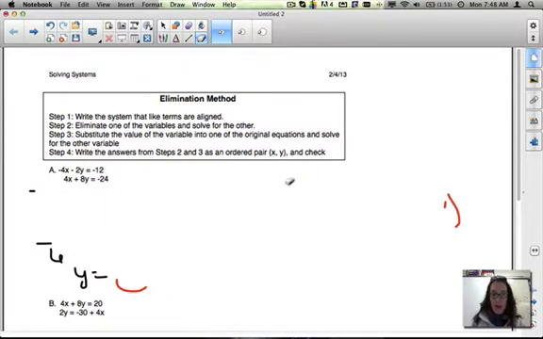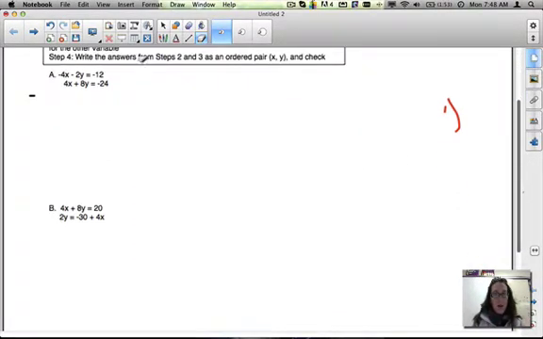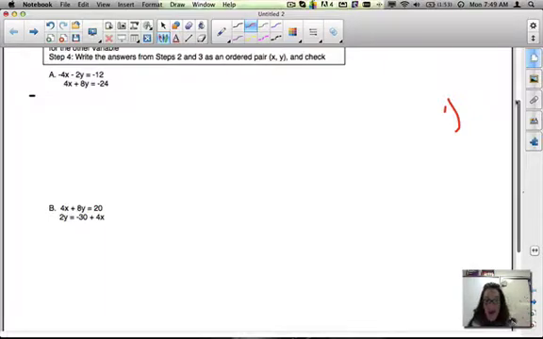Okay, let's look at example B. Go through my steps again. Step 1 is to make sure that the equations are lined up. And if I look at my problems, they are not lined up. So I need to get them lined up.